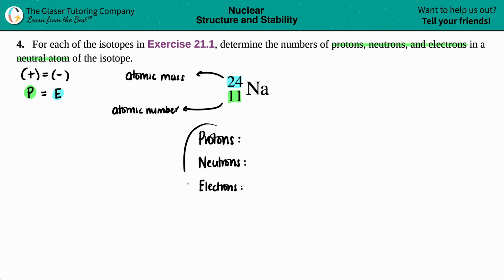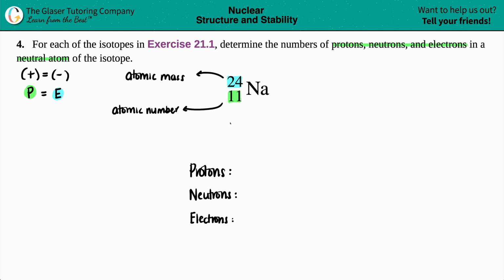Okay. So just know that the smaller number out of the two numbers is always the atomic number, and that is always going to equal the number of protons. So the atomic number is the number of protons only. So if I have 11 as my atomic number, that's the number of protons. So I'm going to go to my protons and I say that I have 11.